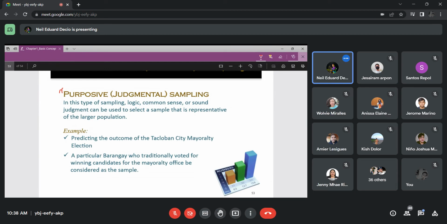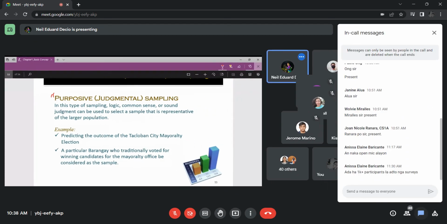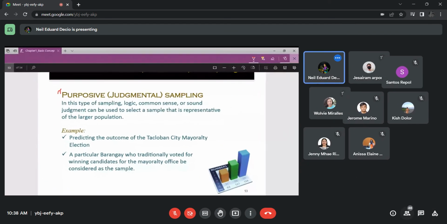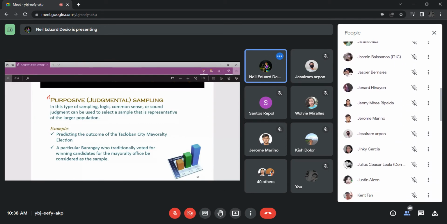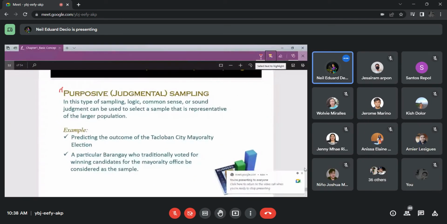Do you have any questions so far for non-probability sampling? So let's separate the accidental and convenience. And then we also have snowball, what else? Purposive, what's the other one? Quota.